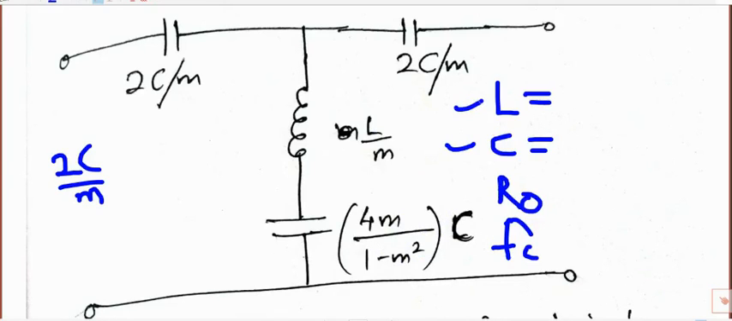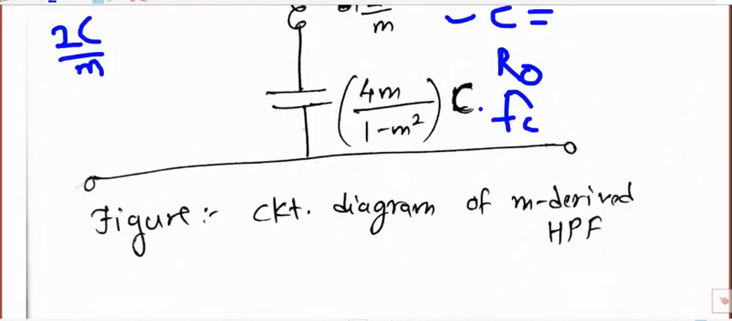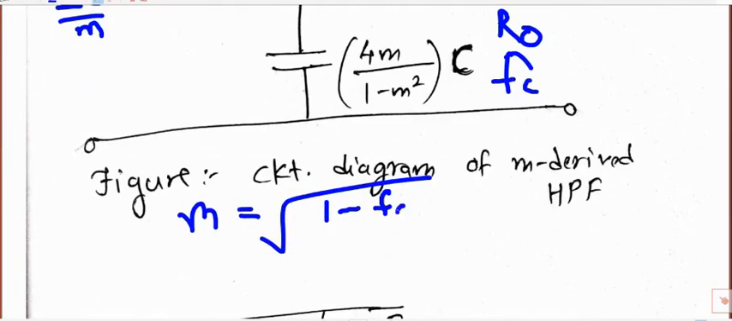Okay. Now here keep attention. So you know that for low pass filter, what is the formula for m? M equal to under root 1 minus (fc by f infinity) square. This is for low pass filter.